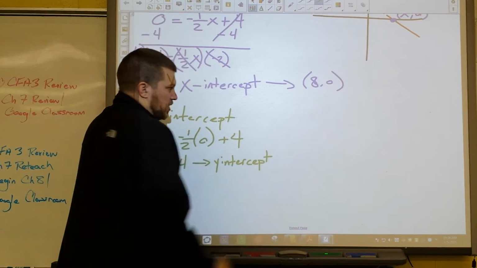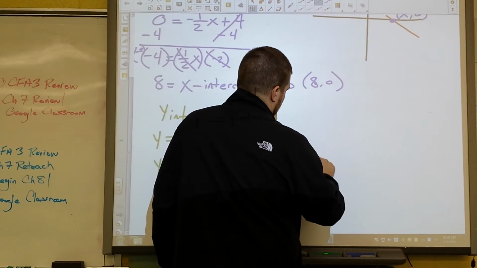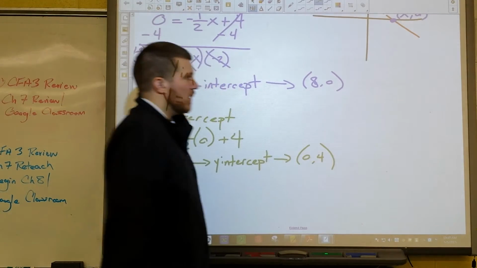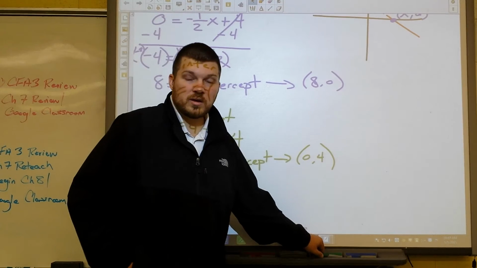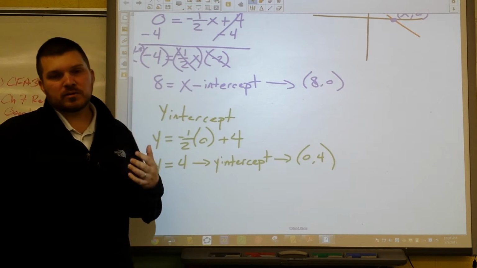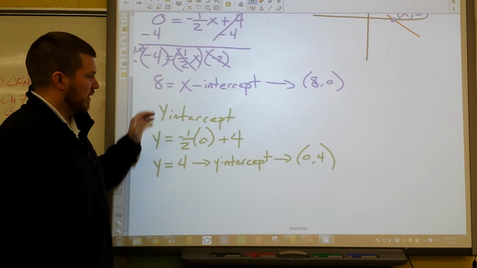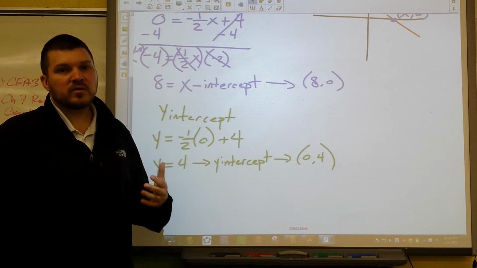But again, typically what we're going to see is that written as a point, so it's going to be 0, 4. Okay? And that's how you find x and y-intercepts. Again, to find the x-intercept, essentially what you're doing is plugging in 0 for y and solving for x. To find the y-intercept, you're plugging in 0 for x and solving for y. And this works for any function.